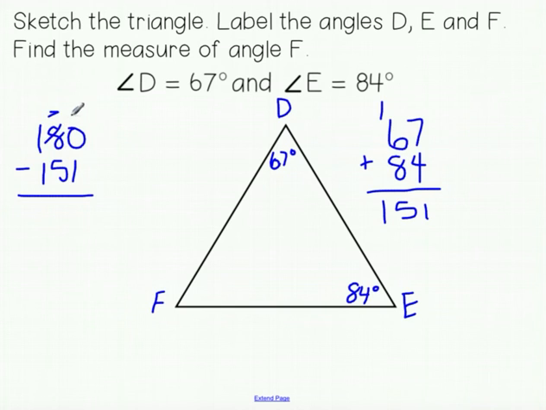We need to borrow. 10 minus 1 is 9. 7 minus 5 is 2. 1 minus 1 is 0. So our angle F is 29 degrees.